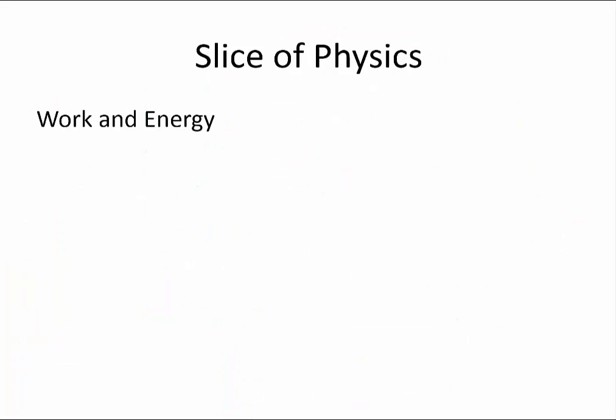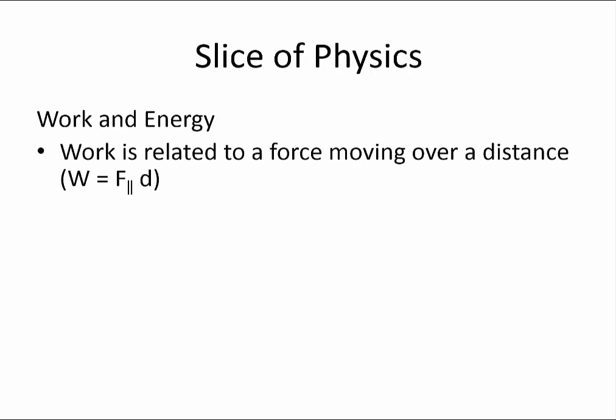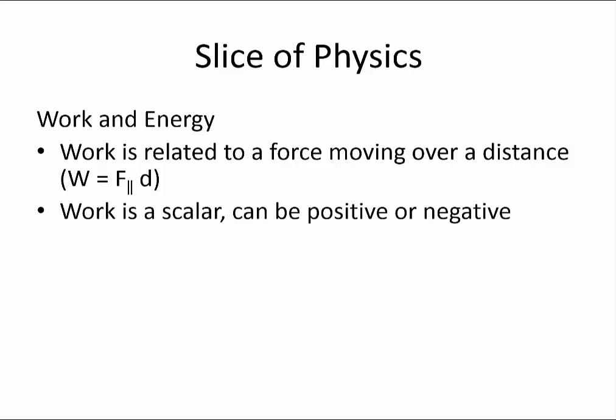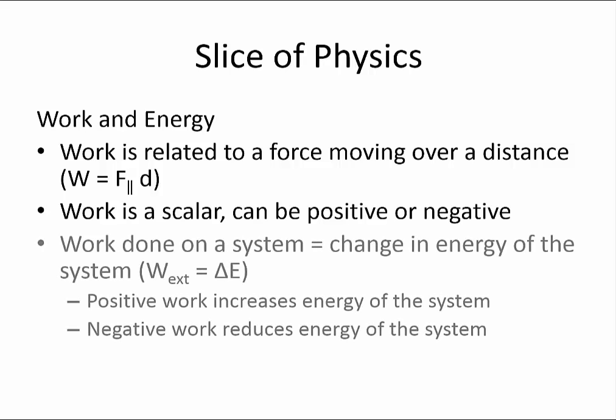In this slice of physics, we understood work and saw its relationship with energy. First, we saw how work is related to a force moving over a distance, and work was given as the parallel component of the force times the distance it moves through. Then we realized that work is a scalar, but it can be positive or negative. And then we talked about external work done on a system being the only way to change the energy of the system, and the work done equals the change in energy of the system.